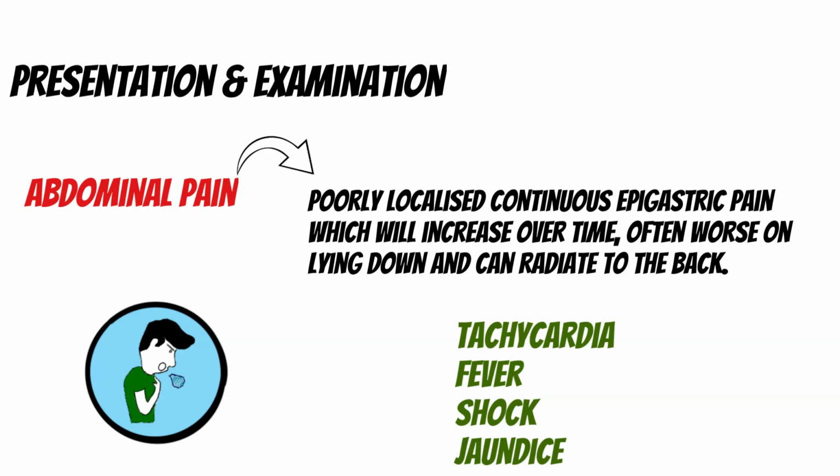So this is the feature of abdominal pain. Now, there are other symptoms, of course, that can happen. So you can have nausea, vomiting. You can be a little bit more unwell in terms of having tachycardia, so your heart rate can beat very fast. You can have a fever. You can have shock, and you can also have jaundice as well. So this is the typical picture of pancreatitis.